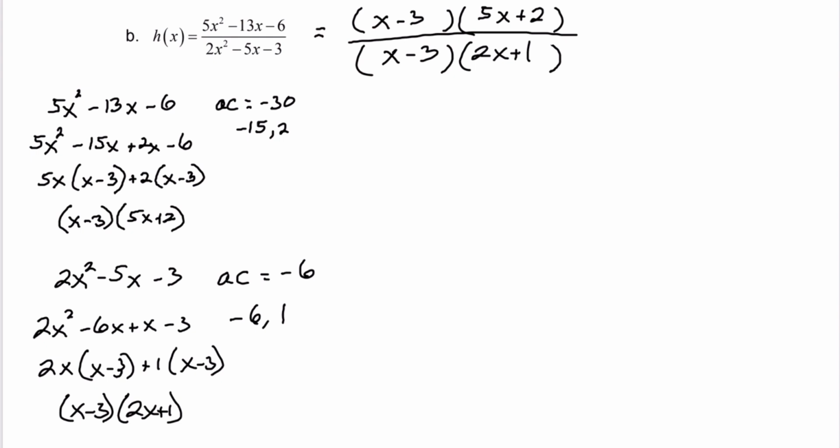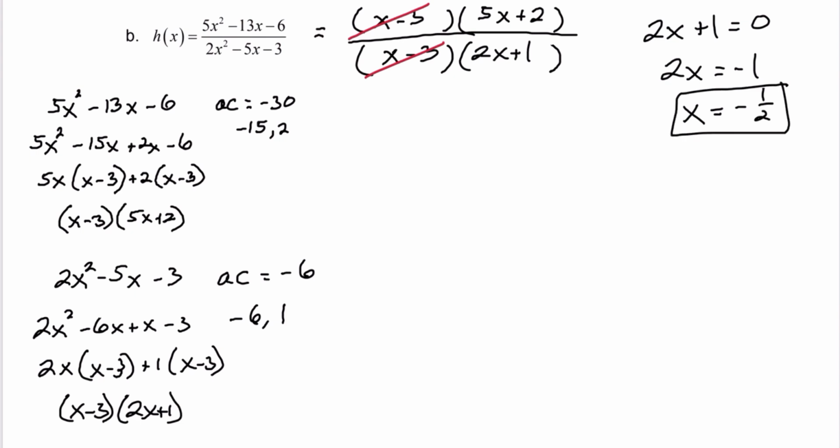Notice now that we've got it in factored form, we can reduce. X minus 3 goes away. That's going to be a hole in the graph. We look at the denominator now and set 2x plus 1 equal to 0. 2x equals -1. X equals -1/2. That is our vertical asymptote.